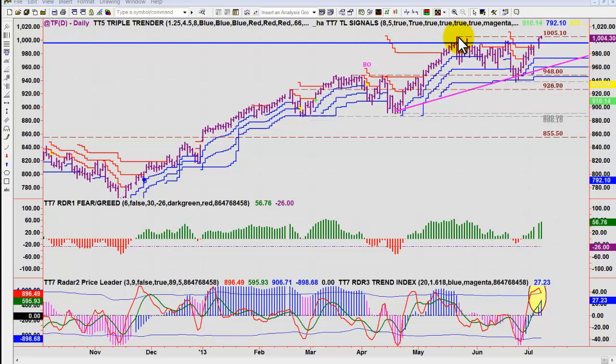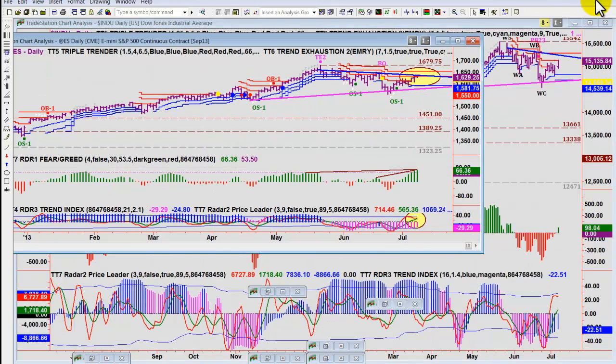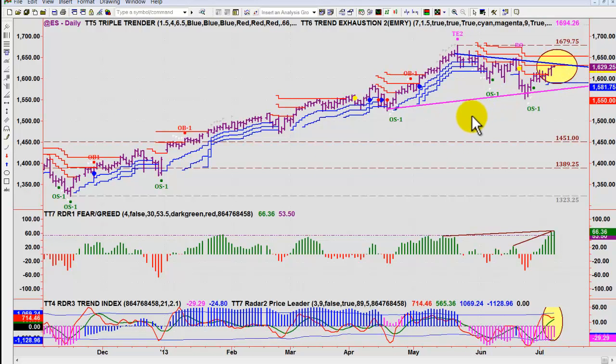Nonetheless, we are testing the high prices of early to mid-May in the Russell as compared to, let's take a look at the S&P. You can see on this chart that we're still significantly below here at 1629.25. That's about 2.98% below the highs of 16.79. So if it's going to keep going up, we're going to follow the Russell.